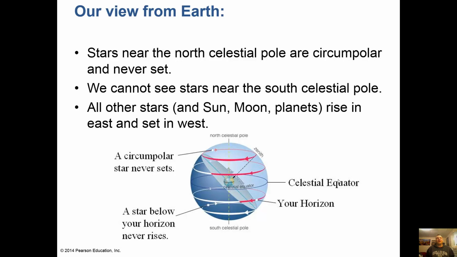Now, there are stars near the north celestial pole, and they never set below the horizon. They're called circumpolar. There are stars near the south celestial pole that we never see in the United States. All other stars and the sun, moon, and planets rise in the east and set in the west. Let's repeat that one more time. Everything in the sky rises in the east and sets in the west. The sun, the moon, the planets, and the stars.